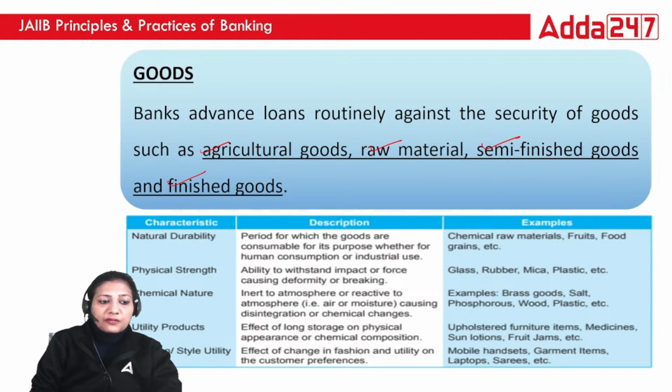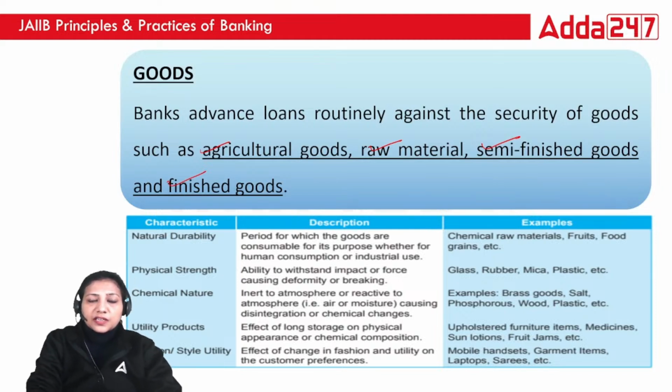Because if you are giving a loan for agriculture products, it could be a perishable item. If it is vegetable, it will perish very easily. It will deteriorate. So you have to keep in mind and ensure that for the goods which you are taking as security, you ascertain what kind of product it is.